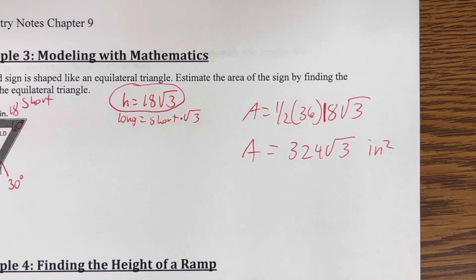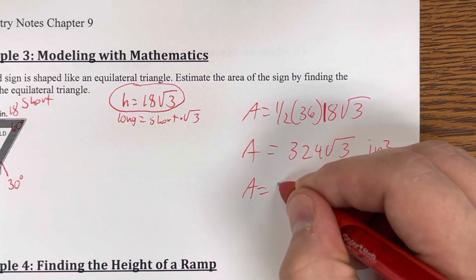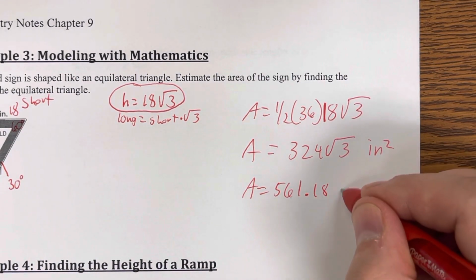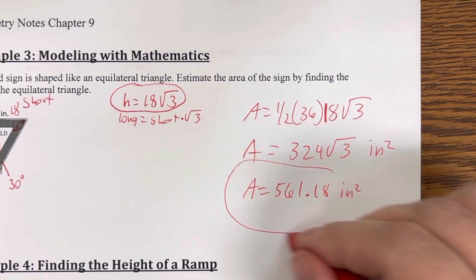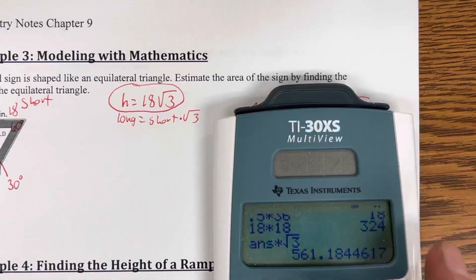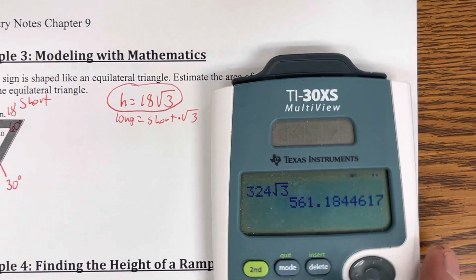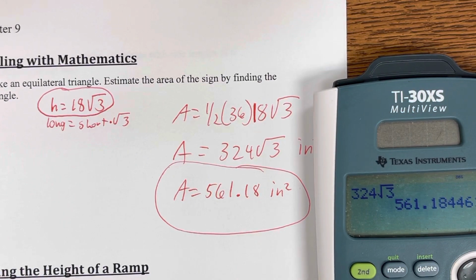Now, a decimal approximation, using my calculator, is 561.18 inches squared. So that would be my decimal approximation. Just have to type that in. If I were to type that in here real quick, 324 square root 3, notice I didn't keep it in exact, and there we are.